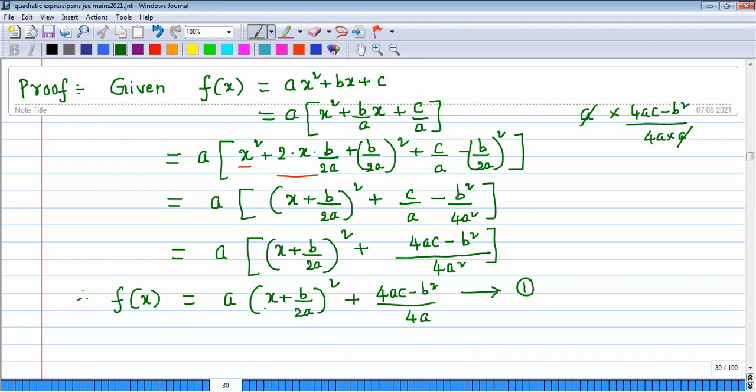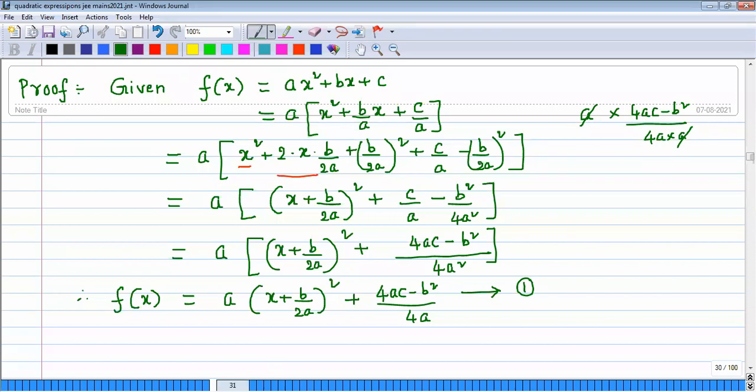Suppose x is equal to minus b by 2a, what does it become? The first term becomes 0. Then f of minus b by 2a equals 4ac minus b square by 4a. So whenever a is positive, the value of the function f of x is more than or equal to 4ac minus b square by 4a. That's why when a is greater than 0, or the coefficient of x square is positive, 4ac minus b square by 4a is termed to be the minimum only. When a is less than 0, it becomes negative, and obviously 4ac minus b square by 4a is the maximum.